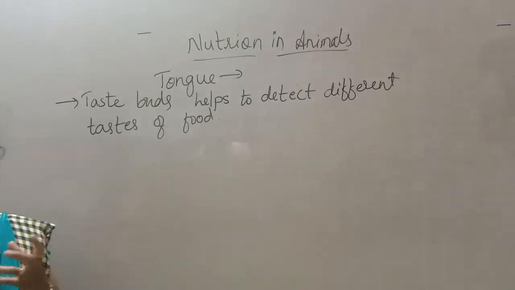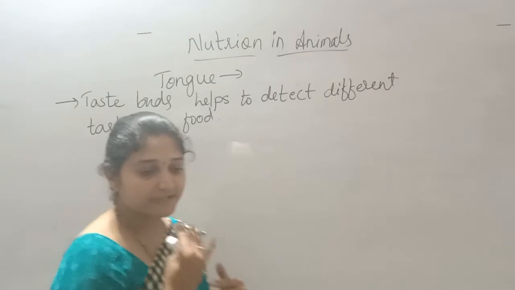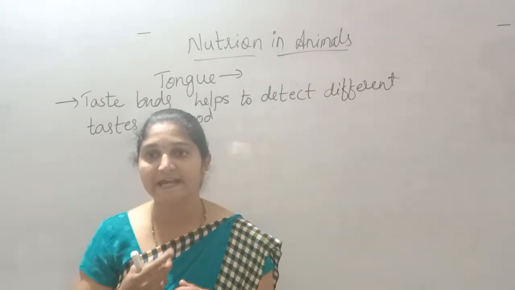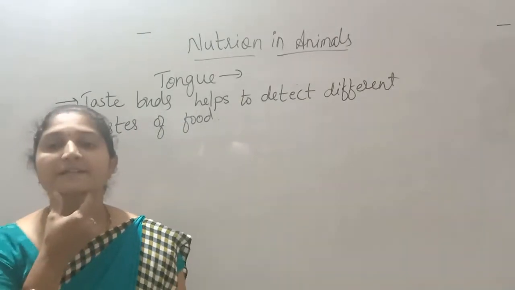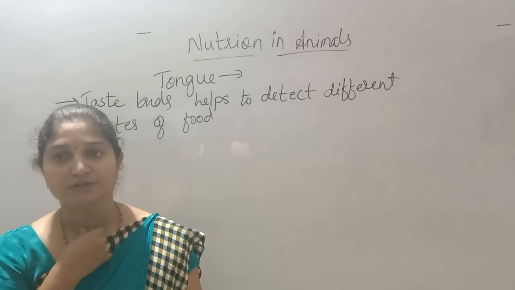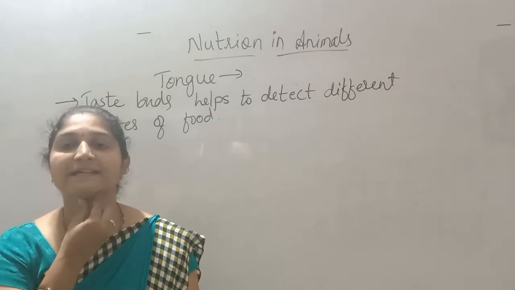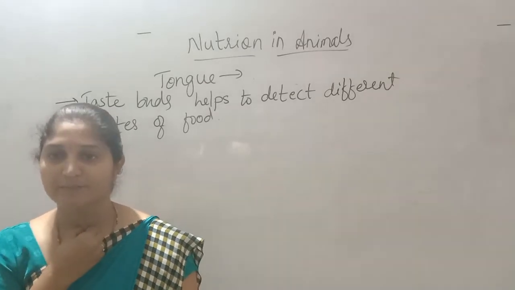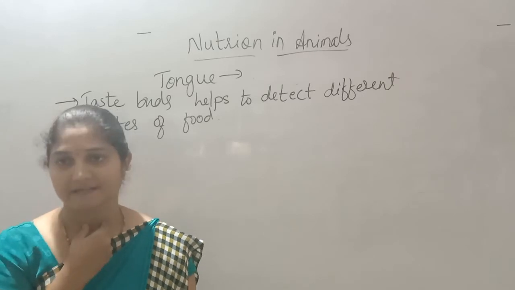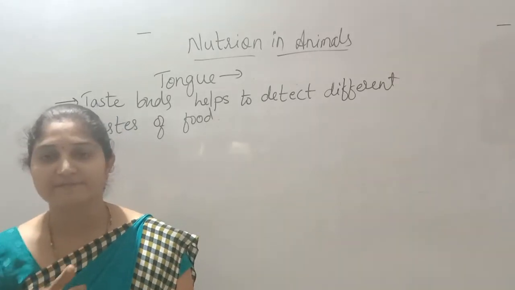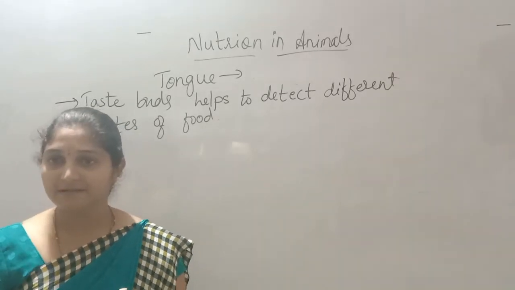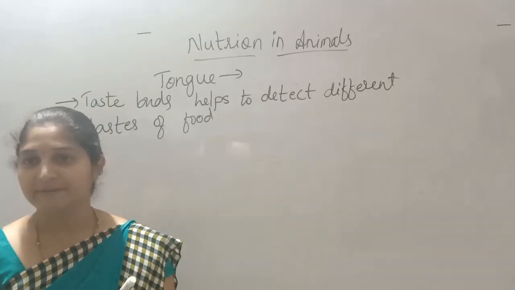And here, after the mouth, where is the food going to enter? It is going to enter our throat, the neck portion. Here we have the food pipe and the windpipe, where the windpipe helps for breathing.